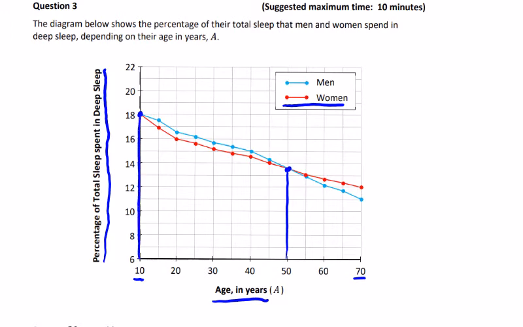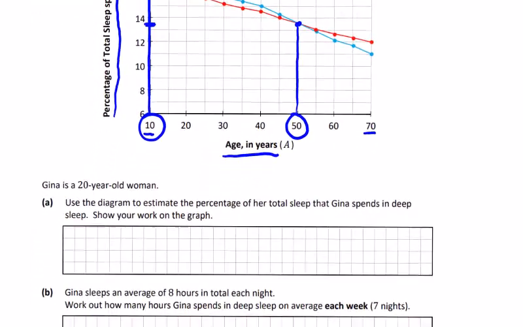They have 18%. They're the same at this point, this 18, when they are 10 years old, and then when they're 50, the percentage looks like it's about here on the graph. It looks like about 12, 13 and a half possibly. So let's see the questions that follow this.